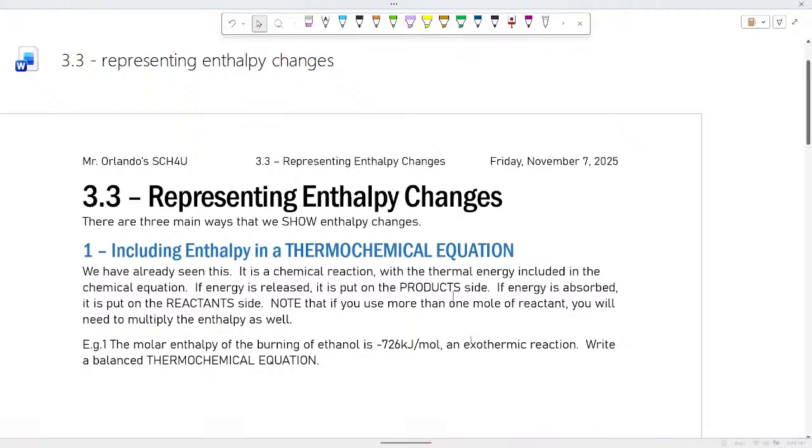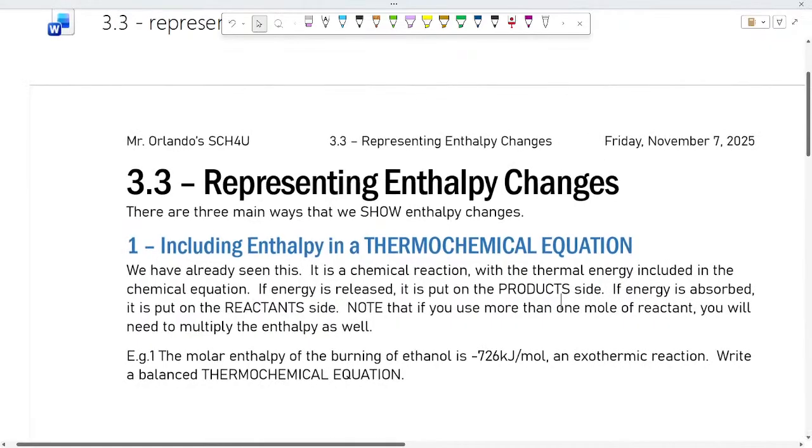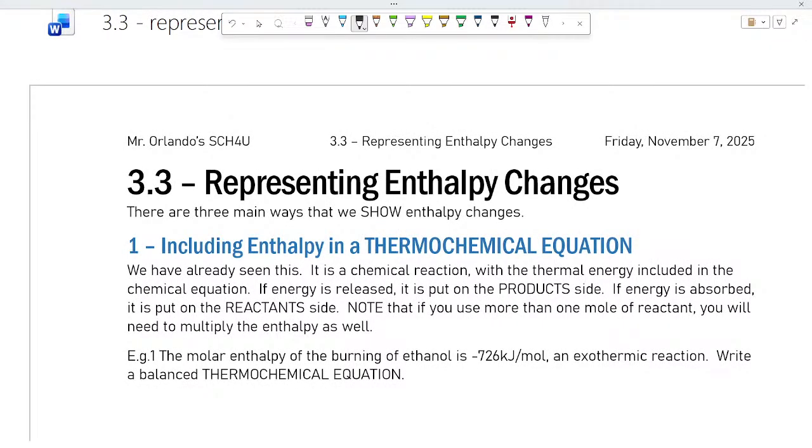Just write on that board. No. So for you guys, this should be 3.4 because I added in that little stoichiometry practice, which is good. So we'll just change that here.